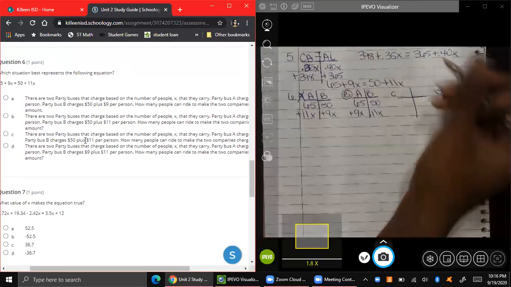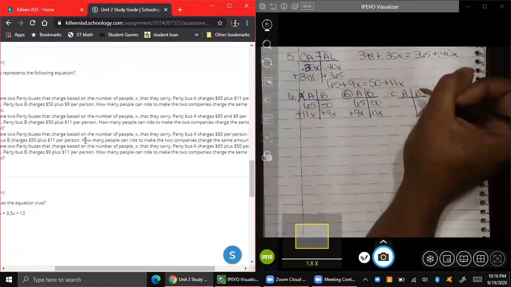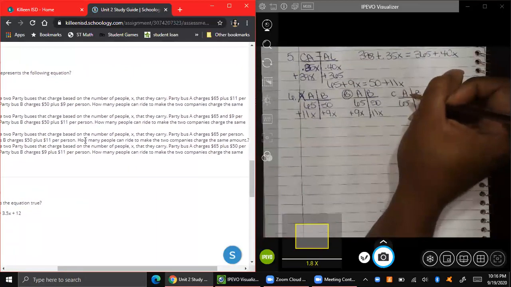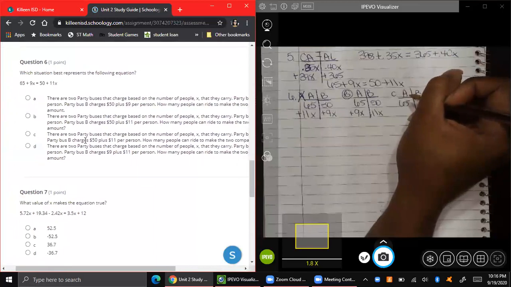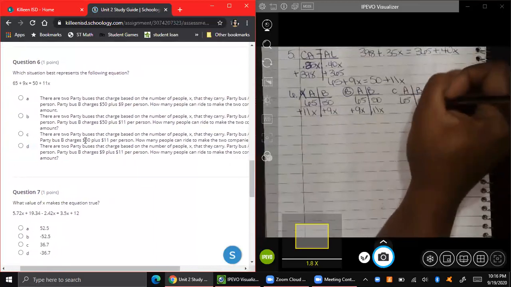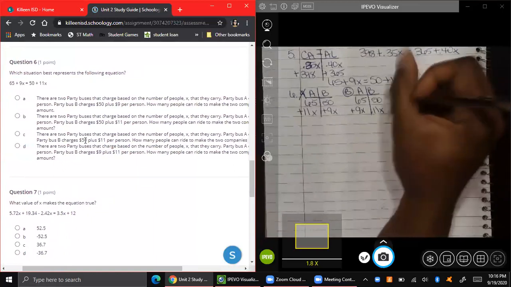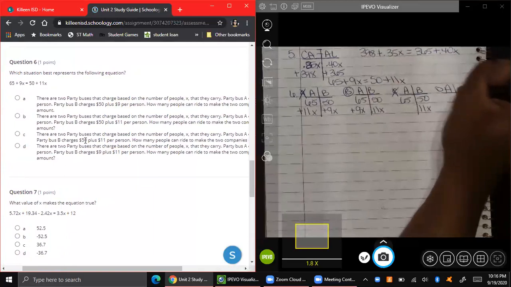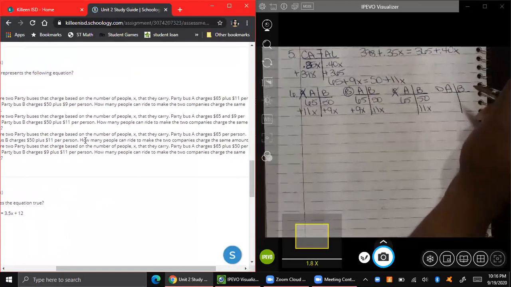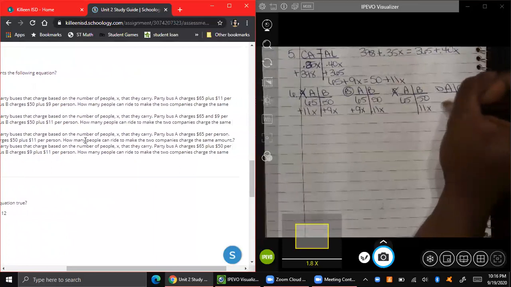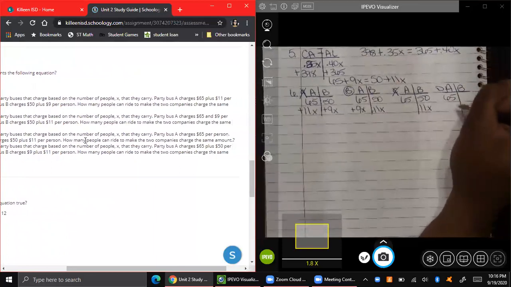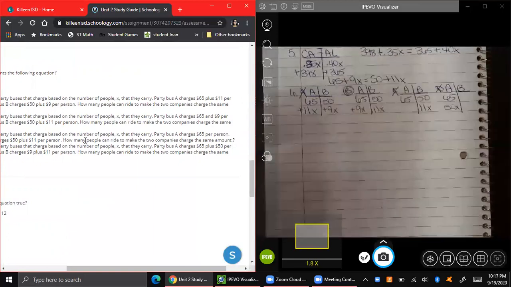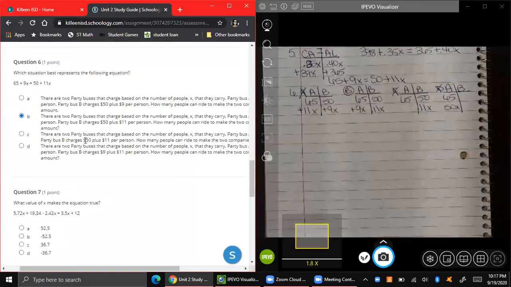So C says that party bus charges $65 per person. And then B charges 50 plus 11 per person. So that takes that out because the 65 can't be on the side by itself. And then D says that party bus A charges 65 plus 50 per person. And those numbers should not be on the same side. So that takes that out, making B the correct answer.